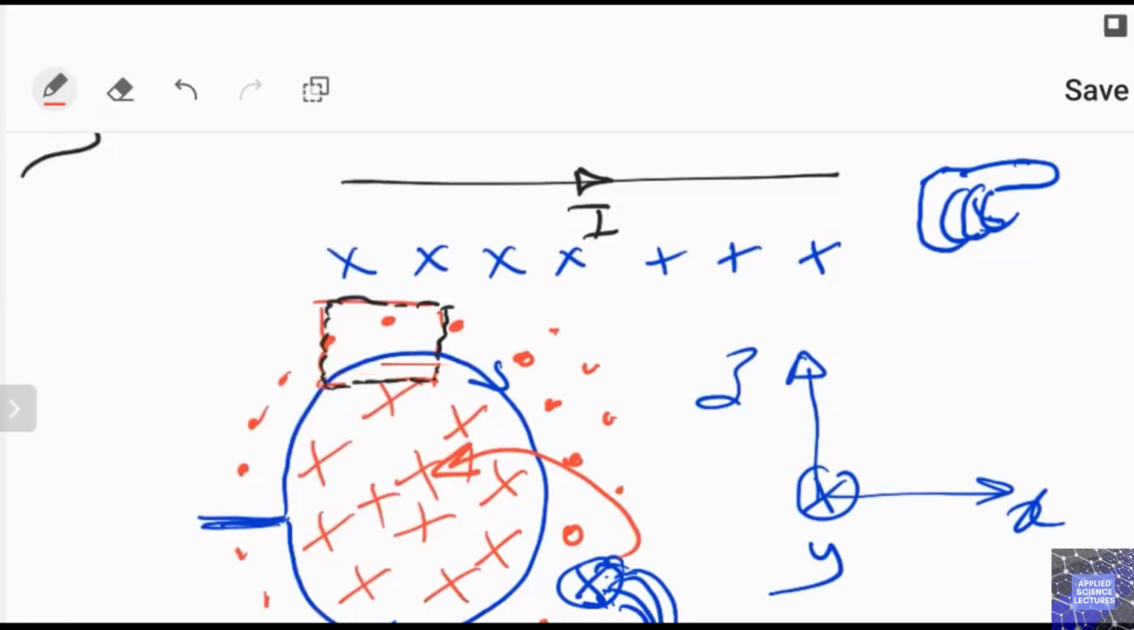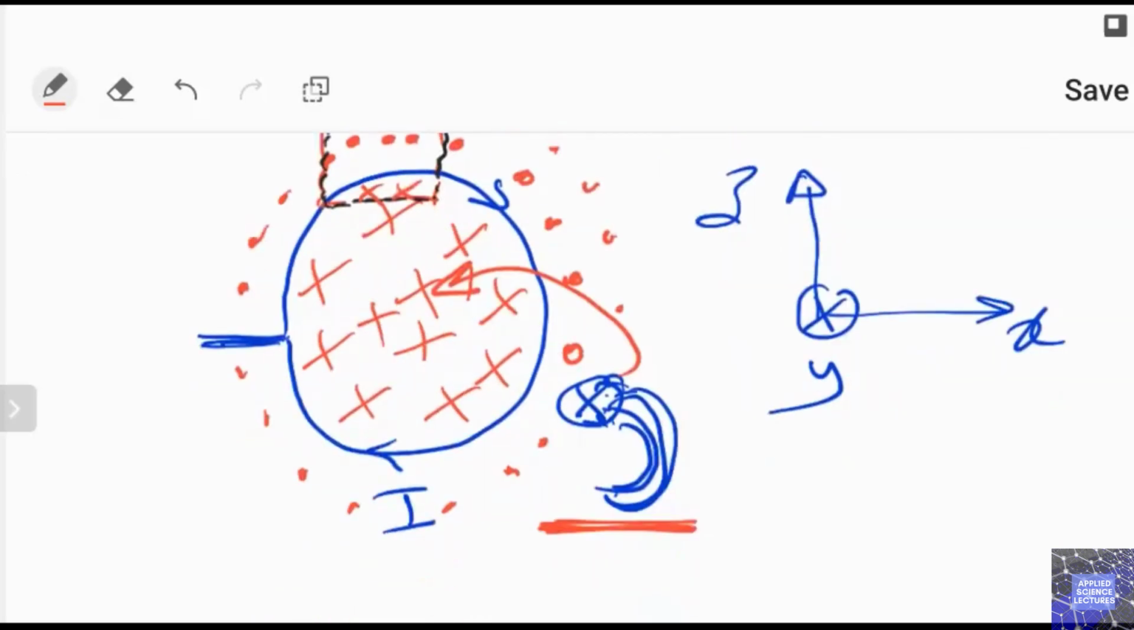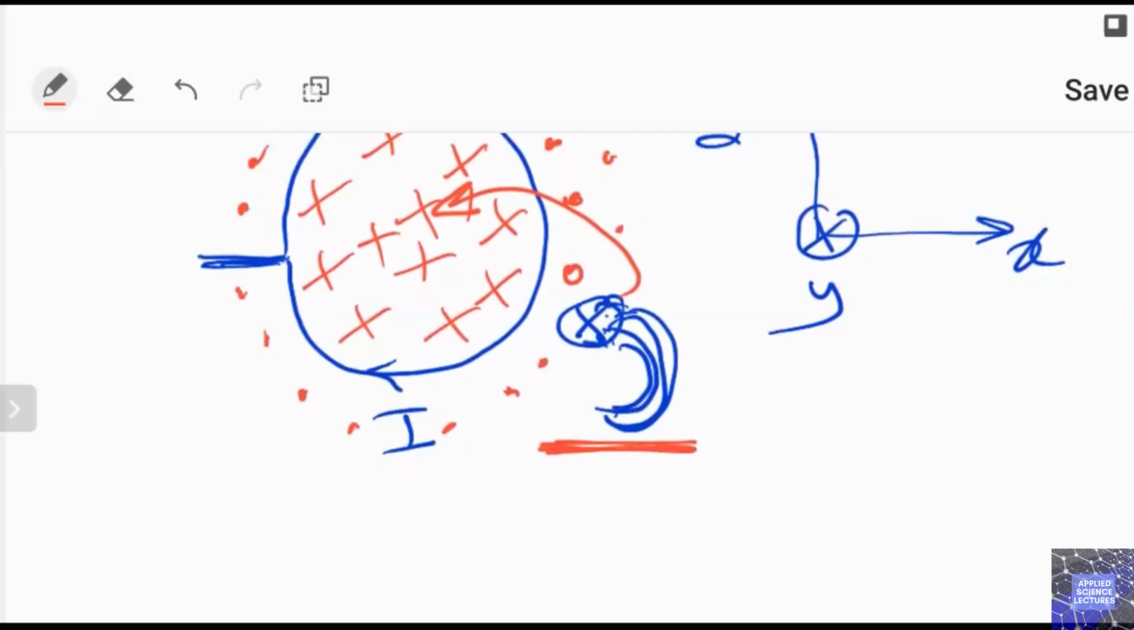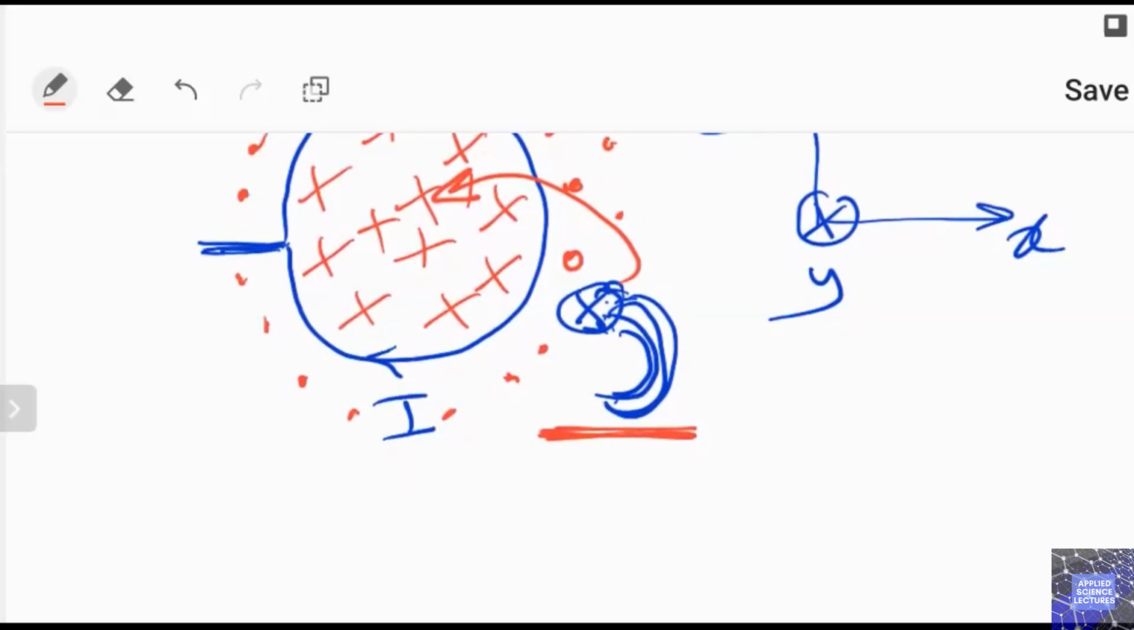Assuming that this piece of wire is straight enough, I can use my thumb for the direction of the current, and then the magnetic field, as you can see, below the wire is entering into the page, and above the wire is pointing out of the page. So this is basically the cases that you can use the right hand rule on.